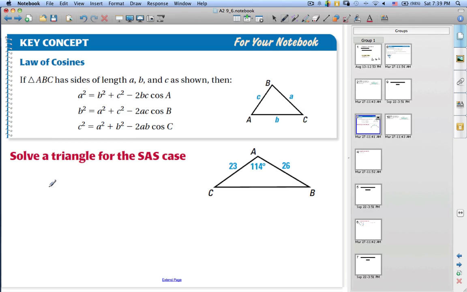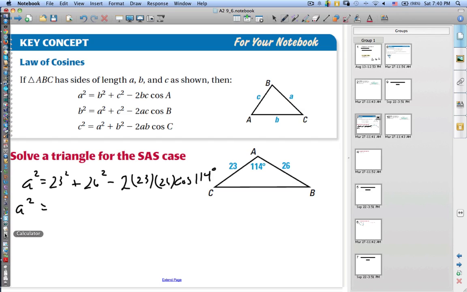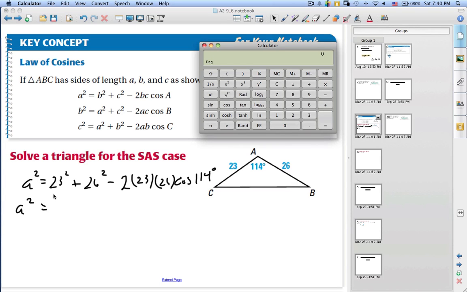Okay, so I know that the A side squared will be equal to the B side squared, which would be 23 squared, plus the C side squared, which would be 26 squared, minus 2 times B times C times the cosine of angle A. Okay, so it ends up having a bunch of parts, and I'm going to pull out my calculator so I can do these parts.